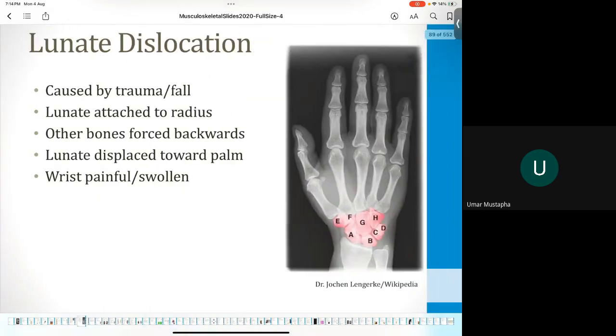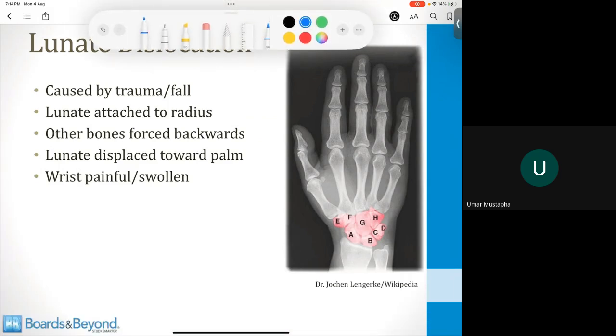Okay, lunate dislocation, really high yield, really high yield. You're going to have a lot of MCQs based on this lunate dislocation, right? An important thing to keep in mind is that this is your lunate bone. We know that lunate bone sits here, just above your radius.